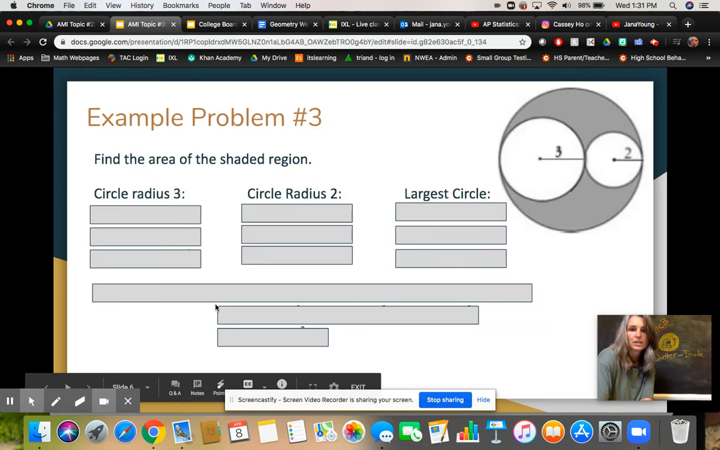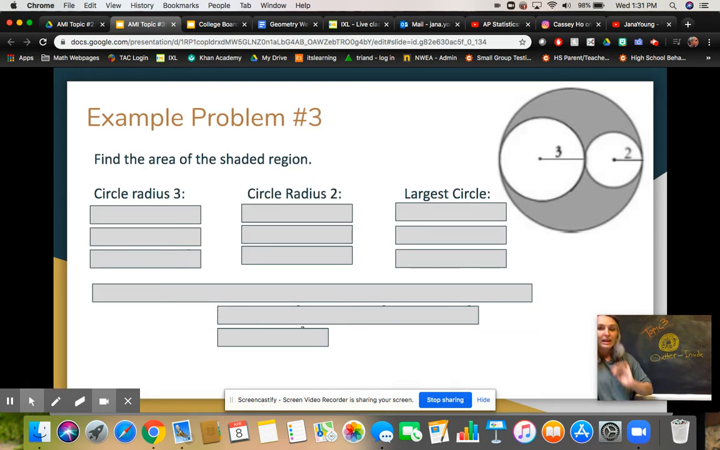Okay. Now, in this problem, if I want to do outer minus inner, I have two inners. I have two holes they're cutting out of this donut. For those of you who like donut holes more than donuts, this is your kind of donut, because you got a donut and two holes. So that means my outer minus my inner minus a second inner. Okay? So let's look at this guy.